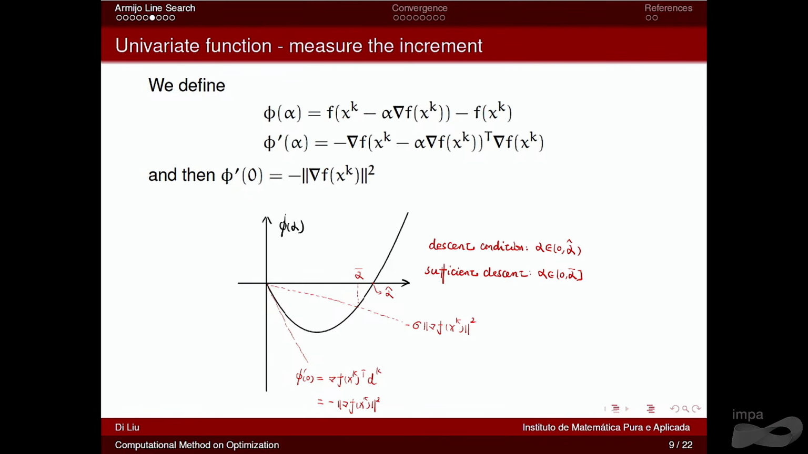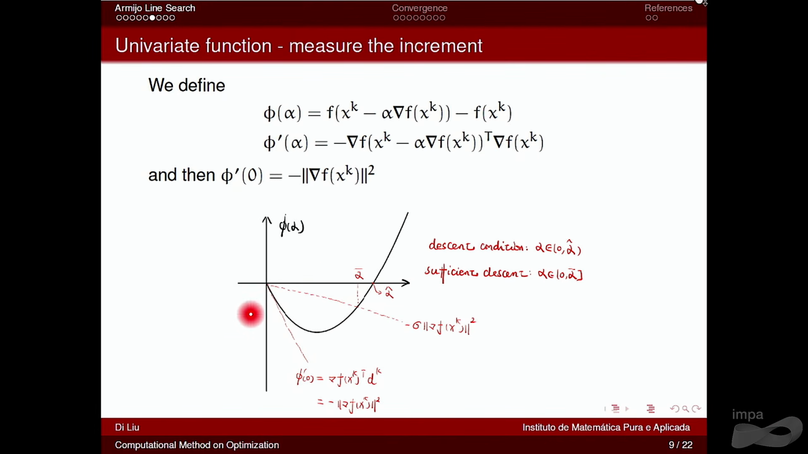If you choose a step size here, very close or nearby the alpha hat, which means your function value doesn't decrease a lot. So somehow, we do not want the tail of this graph. We do not want the tail of this curve. Okay? So what do we do?